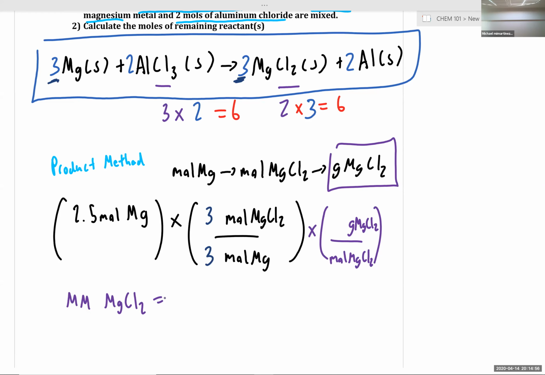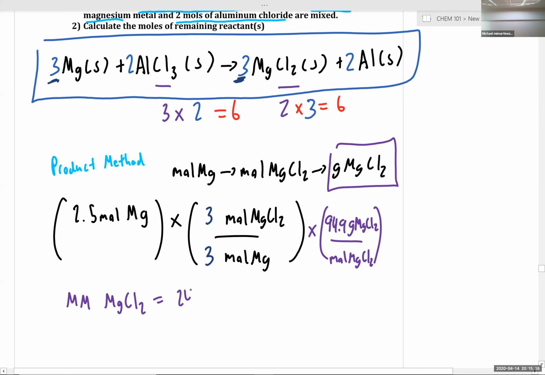What is the molar mass of magnesium chloride? Yep, about 94.9, exactly right. Okay, perfect.